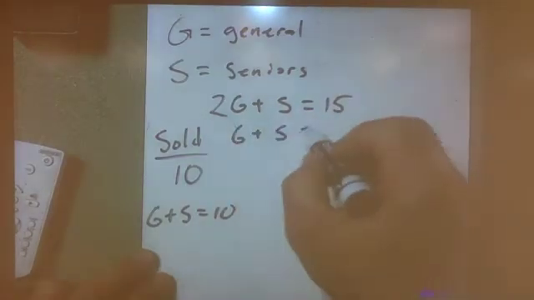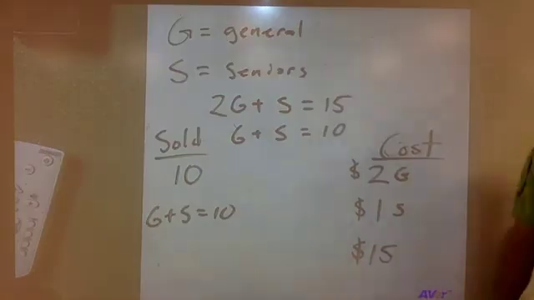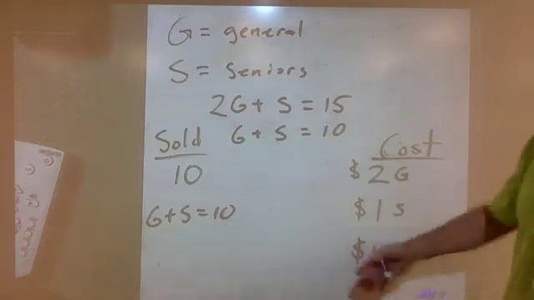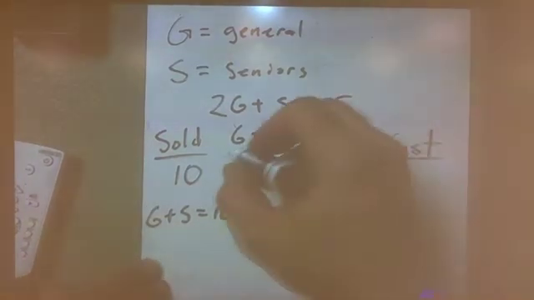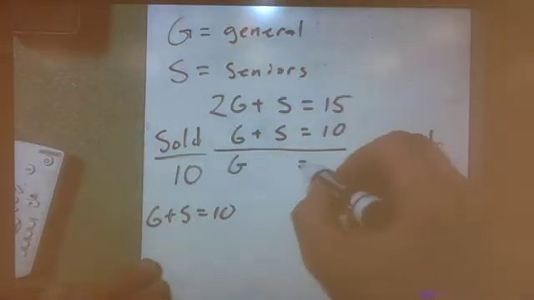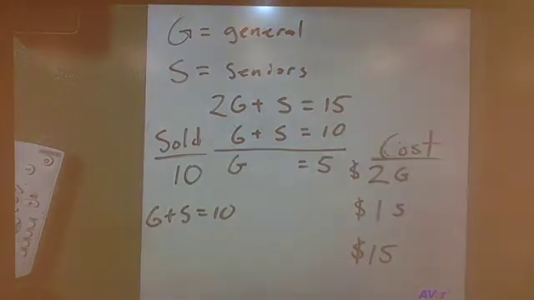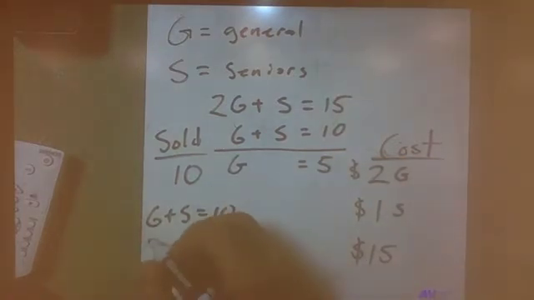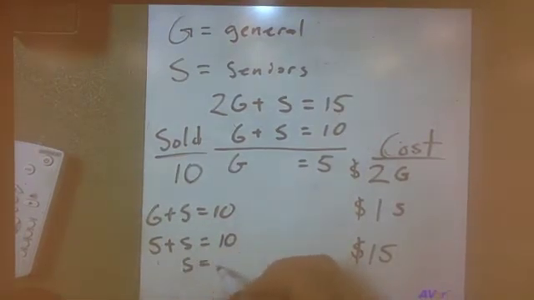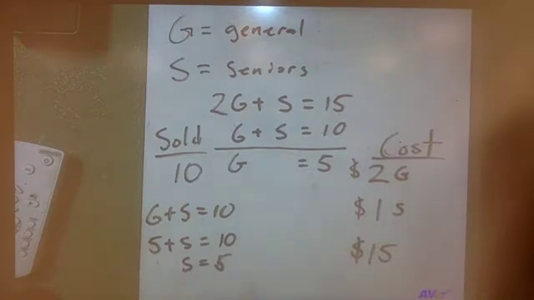G plus S equals 10. Now I don't have to change anything because the S's already match up, so I can just get straight to subtracting. And when you subtract, you get 1G is equal to 5. And then you substitute that into the next equation, and you get 5 plus S is equal to 10. You subtract 5 to the other side, and S is equal to 5.